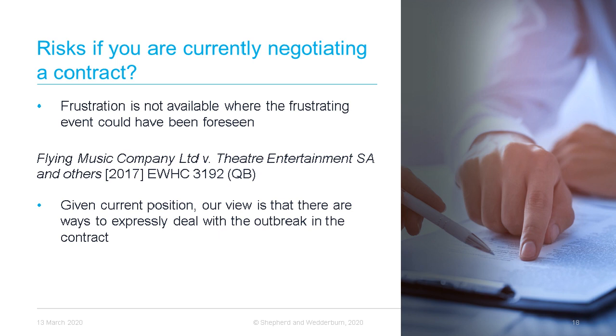Given the current position, our view is that the best way to try to deal with this is expressly in the contract. By having clear discussions at the outset about the potential impact of the virus, the contract can build in additional provisions to address this. For example, through variations to KPIs, increased flexibility on delivery or payment terms, or at the least certainty about which party is assuming the risk for the coronavirus outbreak, so that they can hopefully try and back that off against insurance.